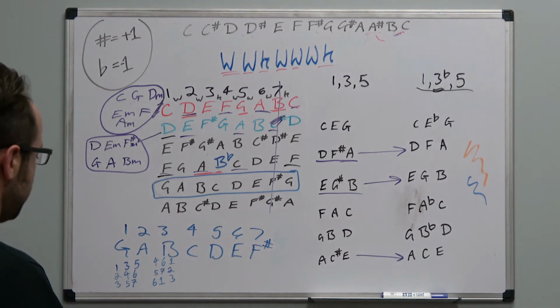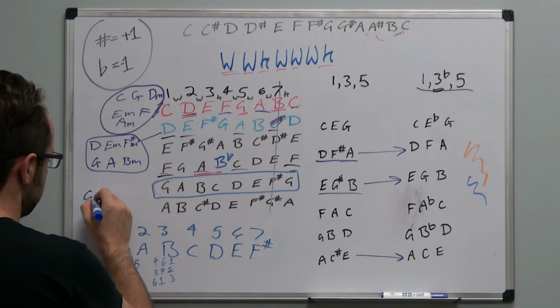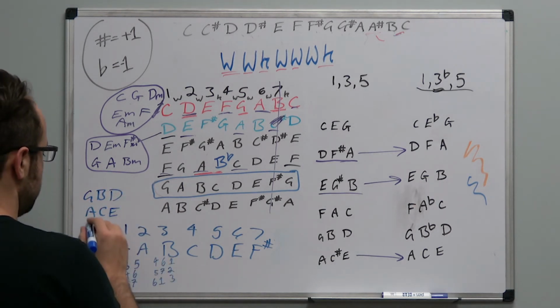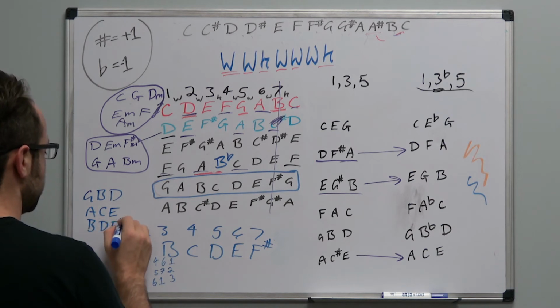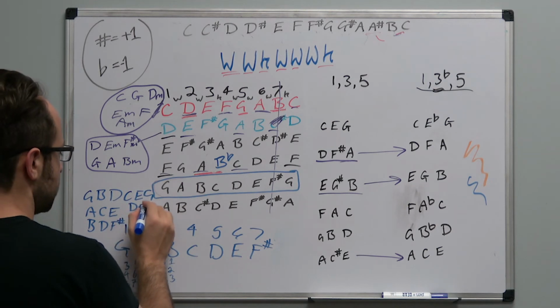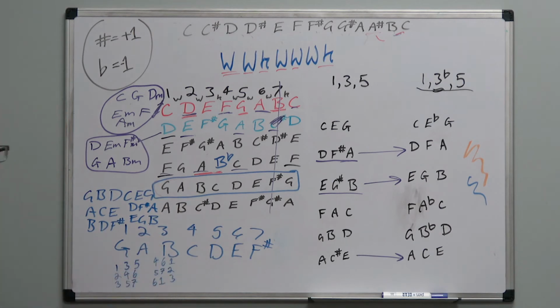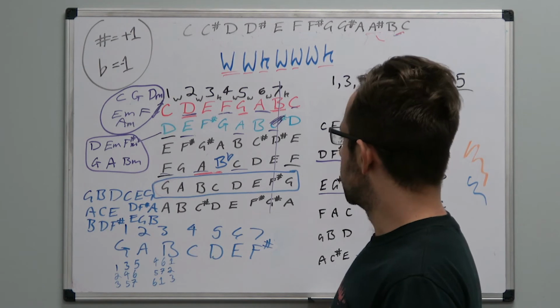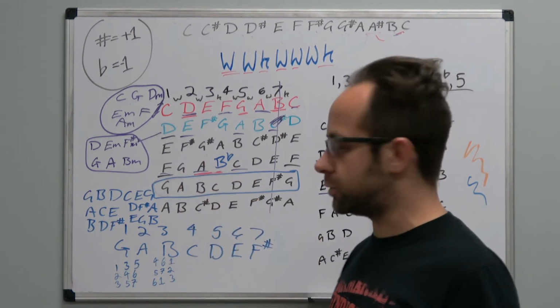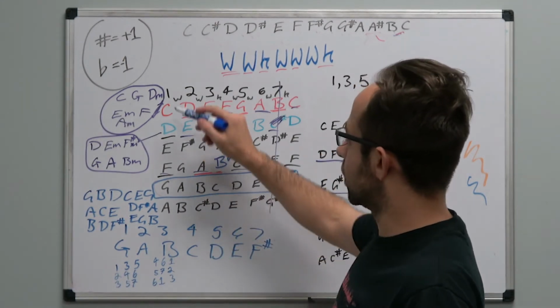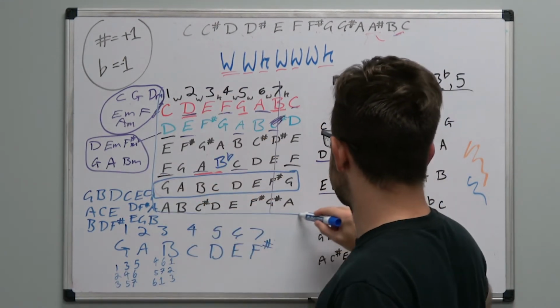So in this case, 1, 3, 5 is G, B, D. Then A, C, E. B, D, F sharp. C, E, G. D, F sharp, A. E, G, B. And that would be your set of chords for the key of G. So start comparing this. You should probably, on your own sheet of paper, solve some more of these, and then check against your original grid that you drew, that's like this.